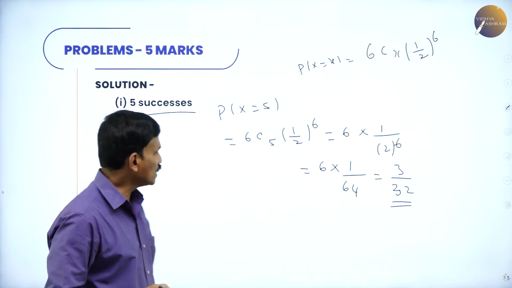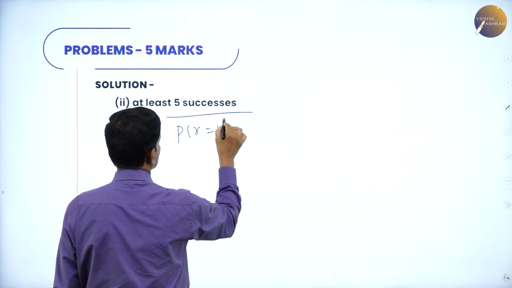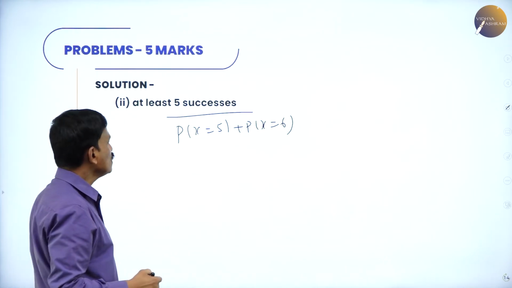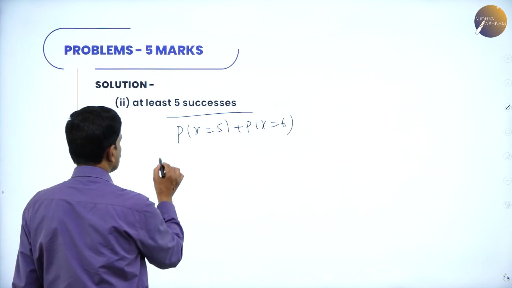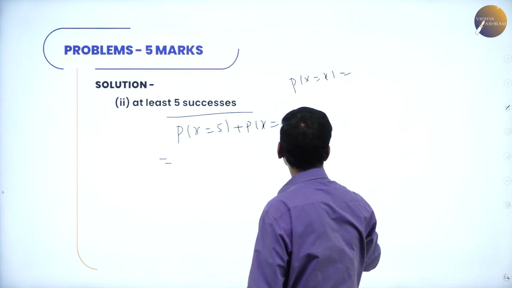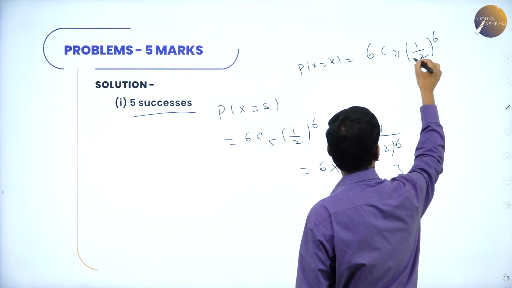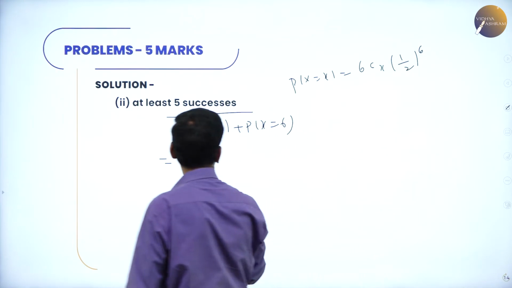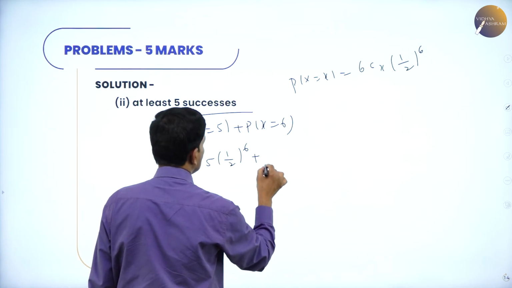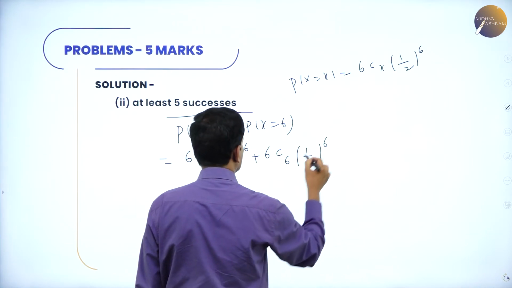Now let us come to the second condition. At least 5 successes means P of x is equal to 5 plus P of x is equal to 6. So at least 5 means x is equal to 5 and x is equal to 6. What is the value of P of x we got from the previous? P of x is equal to 6Cx into 1 by 2 to the power of 6. Substitute here. So this is 6C5 into 1 by 2 to the power of 6 plus again 6C6 into 1 by 2 to the power of 6.